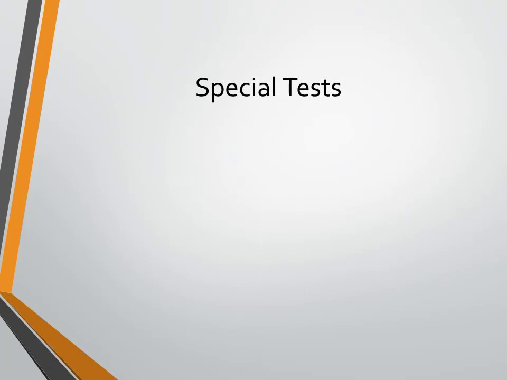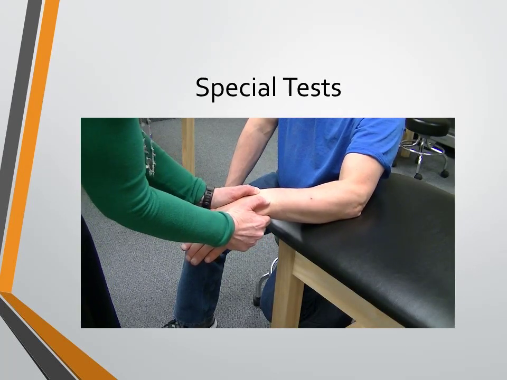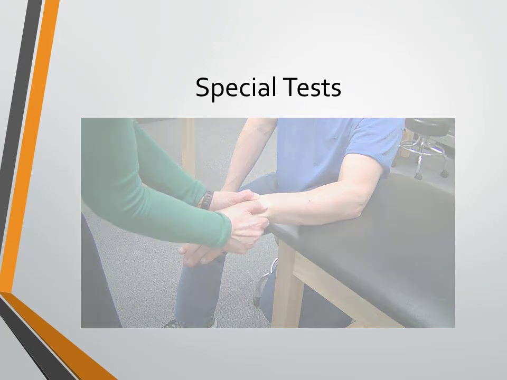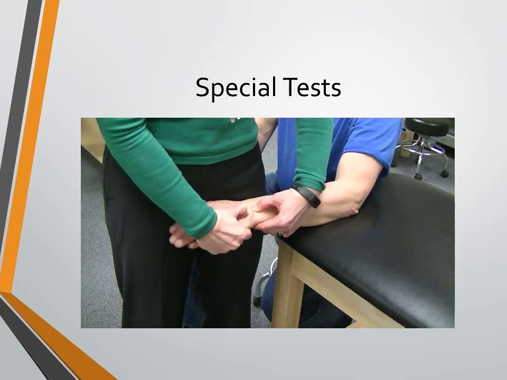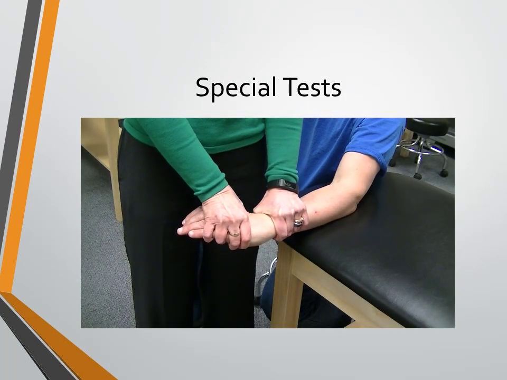There are several special tests that can be performed. The TFC compression rotation test, which will put pressure on that disc. Shear tests or slide and glide tests can be performed at the radial ulnar joint and at the ulnocarpal joint. And then varus and valgus stress tests at the wrist joint can also be performed.